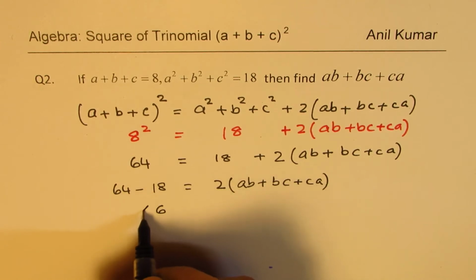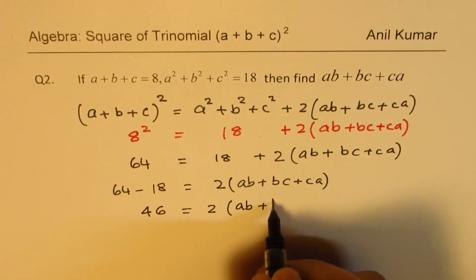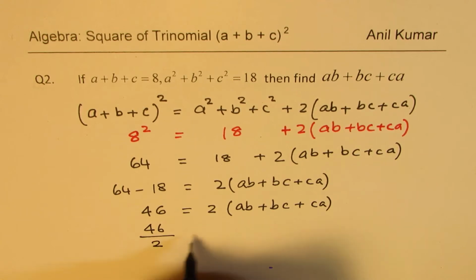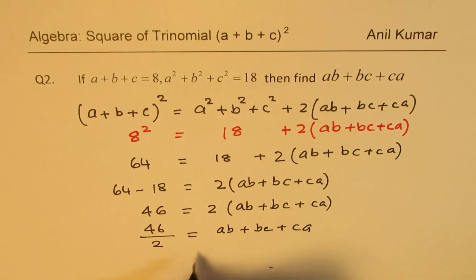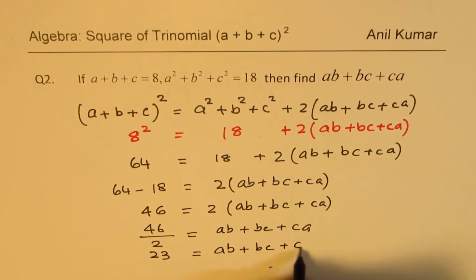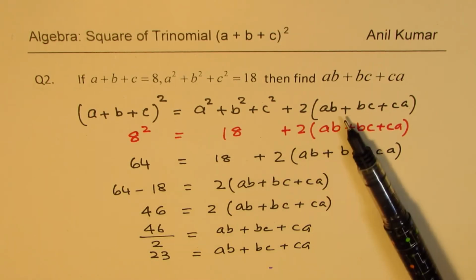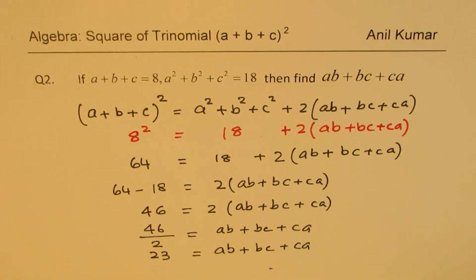I'm just taking all these steps, which are not really required at this stage. We can divide by 2 and get ab plus bc plus ca, and this is definitely equal to 23. So 23 is the sum of these three. Is that clear? So that is how, using the formula, we can find it. Once you practice, it's pretty fast, and at this stage you could immediately do the math on the side.